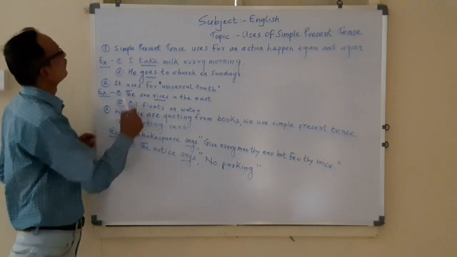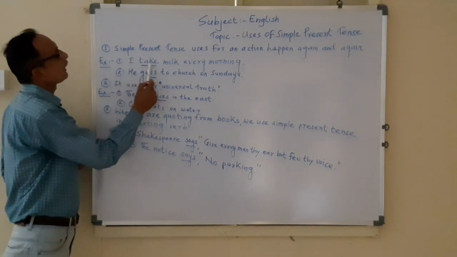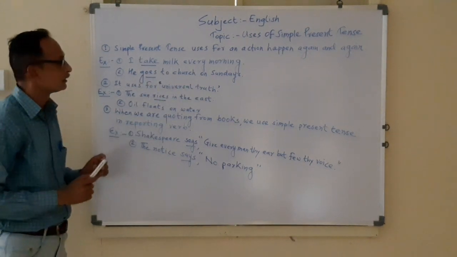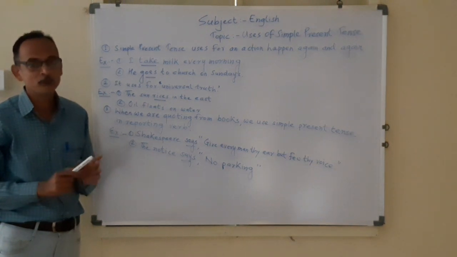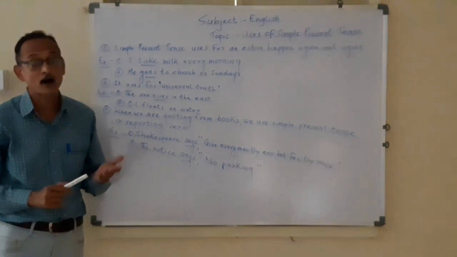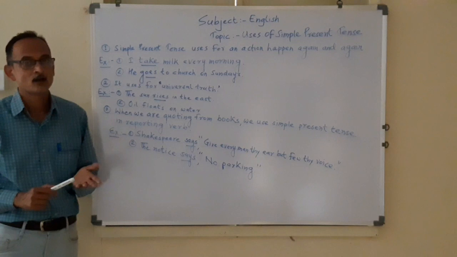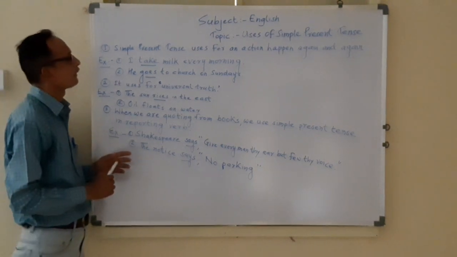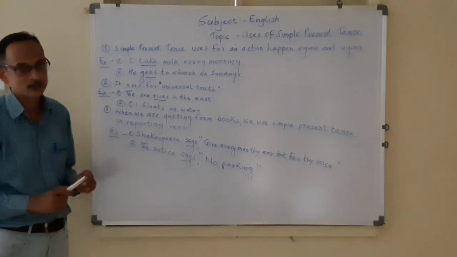So I take the first example: I take milk every morning. The action of taking milk happens frequently, meaning again and again. So while speaking or writing, we should always take the verb in simple present tense.